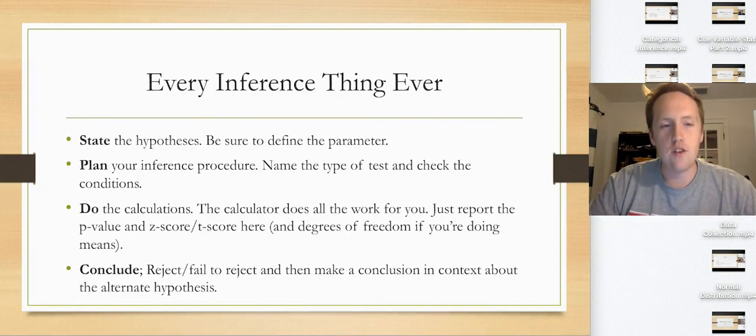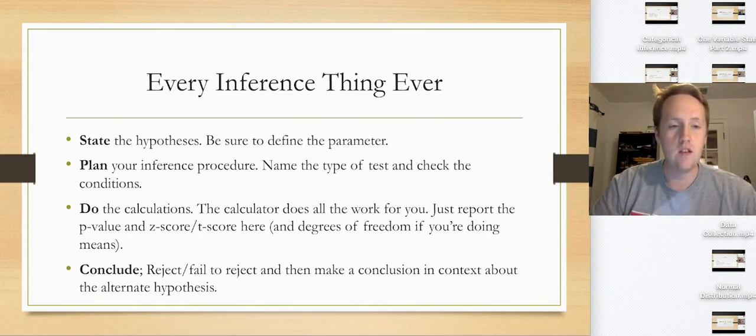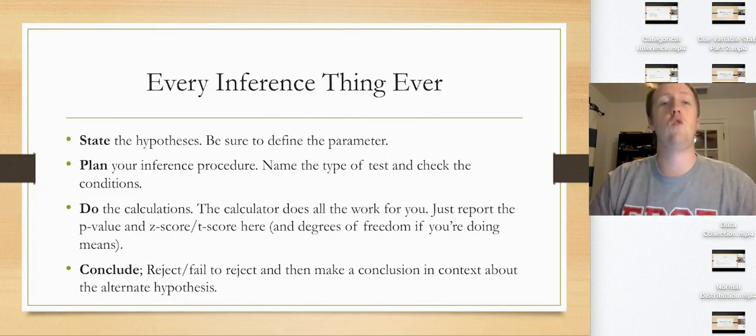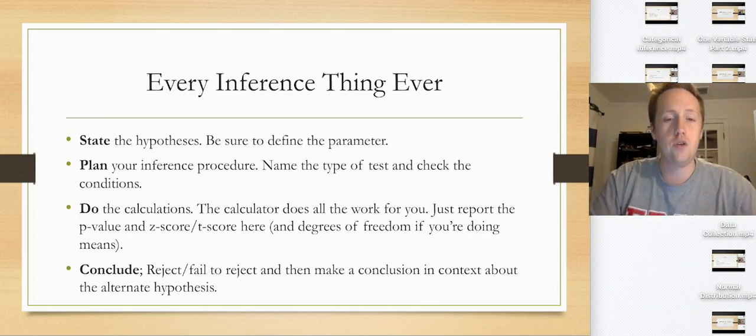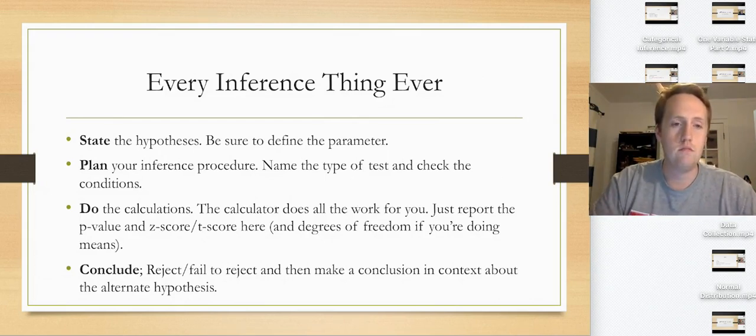Every inference thing ever is state, plan, do, conclude. You're going to state the hypotheses, make sure you define the parameter, plan your inference procedure by checking conditions and naming the test, do the calculations. The calculator is going to do the work for you. You just got to tell me the p-value and then either the z-score or the t-score, depending on what kind of test you're doing. Also degrees of freedom if you're doing mean. And then you conclude. So you're going to reject or fail to reject and then make a conclusion in context about the alternate. I said that really fast.